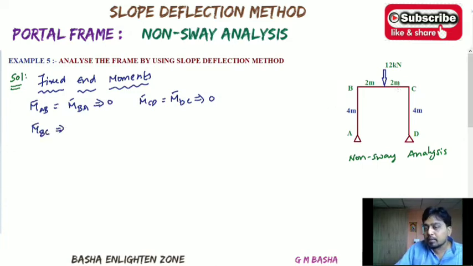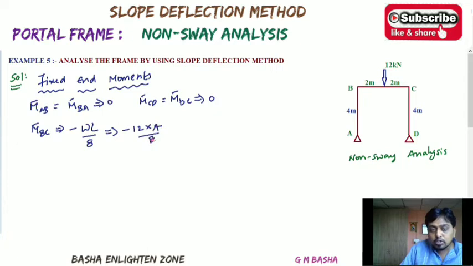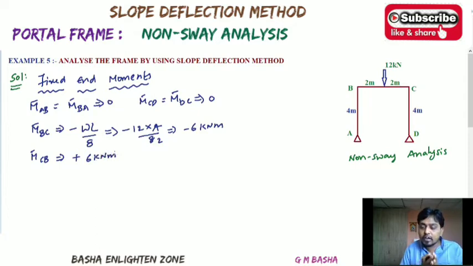Which is denoted with M bar BC, and a point load is acting at the center, so the formula will be minus WL by 8. If you substitute the values, minus W equal to 12 into length of the beam, which is 2 plus 2, 4 meters, divided by 8. Cancel the possible terms, 4 1 times 2 times, it cancels, again 6 times, 6 kilonewton meter. And next, M bar CB, just change the sign, plus WL by 8, that will become plus 6 kilonewton meter. So this is the procedure for finding the fixed moments.